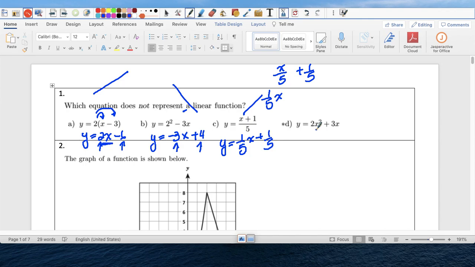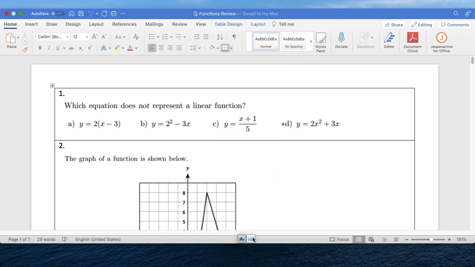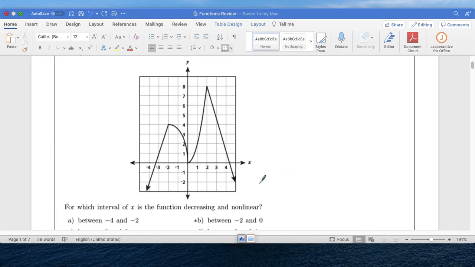And this is not linear because it's x to the second power. So all you got to say is that this is the x here to the second power, which produces a parabola. Okay, definitely not a straight line. So that's the answer for number 1. Number 2, they're asking you in which interval is it decreasing.